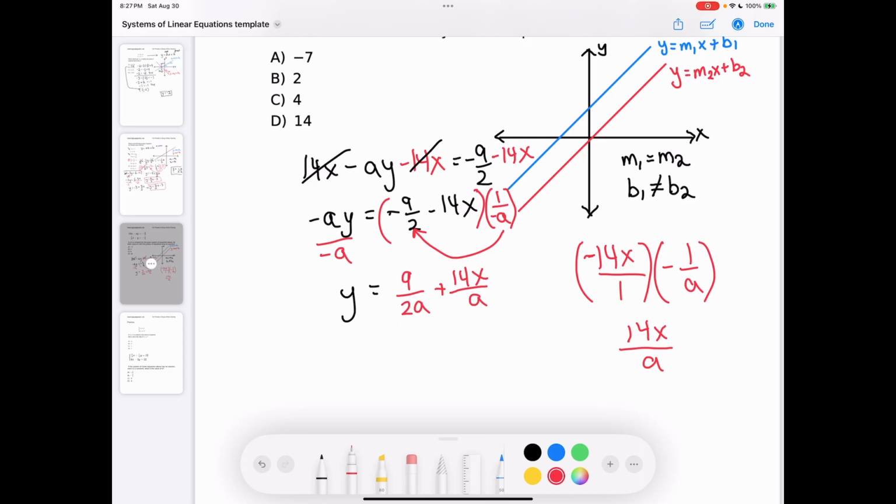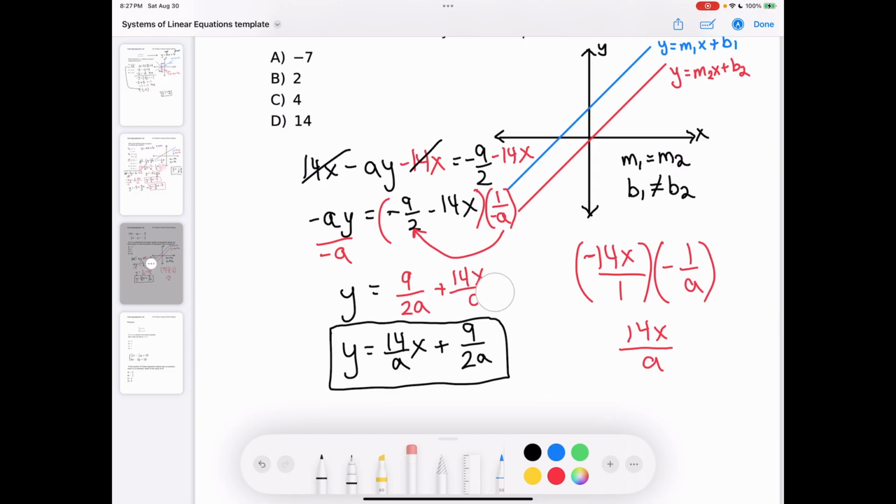Okay. Let me do a little reorganizing. And I'm going to be left with y equals 14 over a times x plus 9 over 2a. Okay, so that is my first equation converted to a function in the slope-intercept form. Okay, that's the first one. So let me make some space here to tackle the second one.